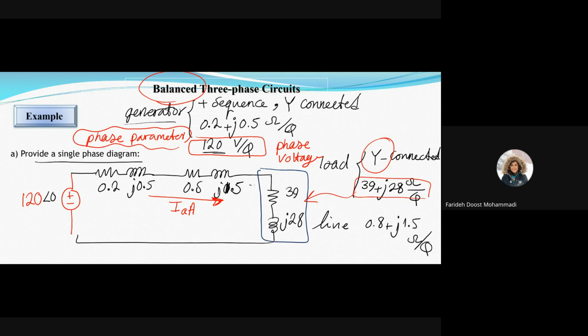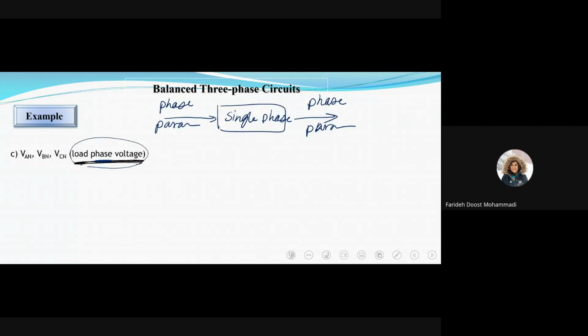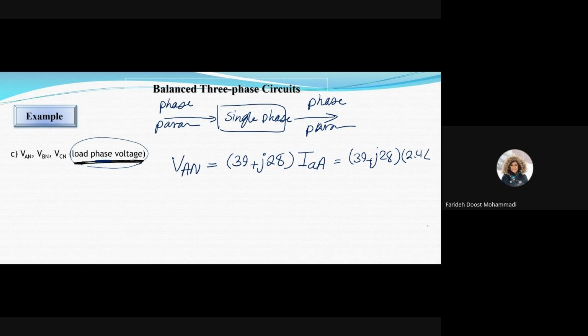In order to solve for the voltage of the load, I need the impedance of the load multiplied by the current of the load. So that's simply Ohm's law. So VAN is equal to the load impedance, which is 39 plus j28, multiplied by the current of this phase, which I just calculated, and that was equal to 2.4 with an angle of minus 37.